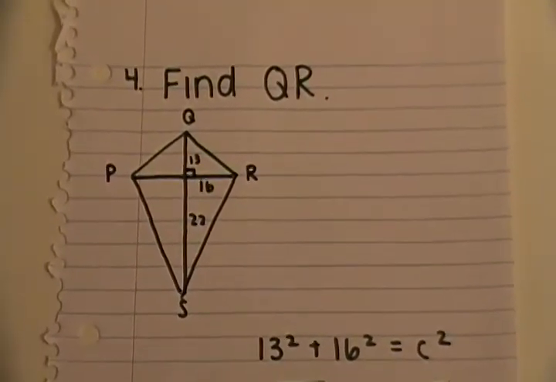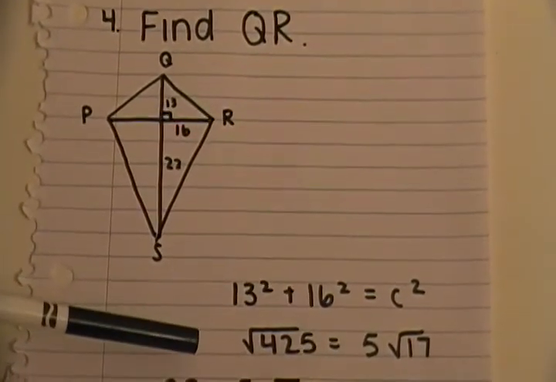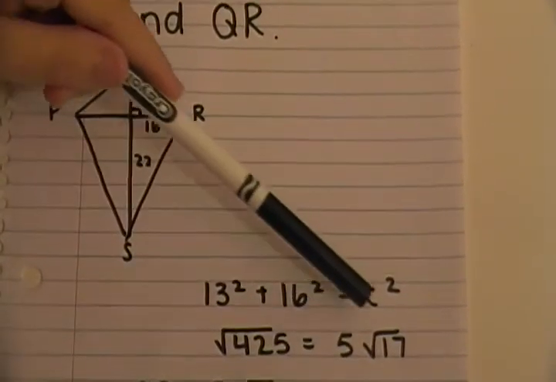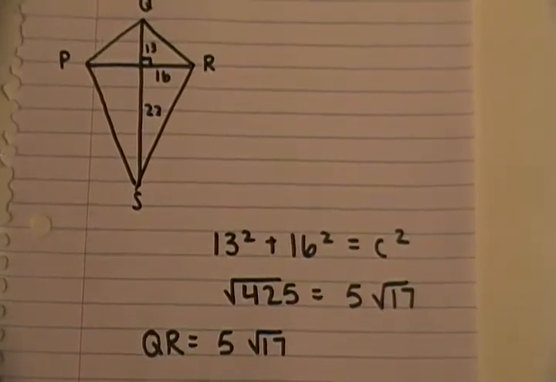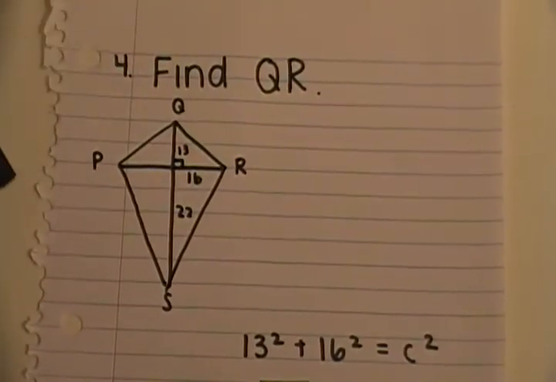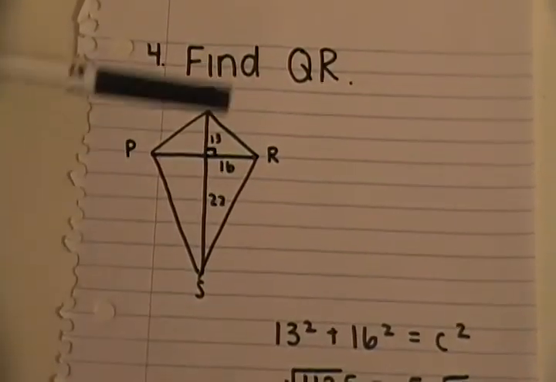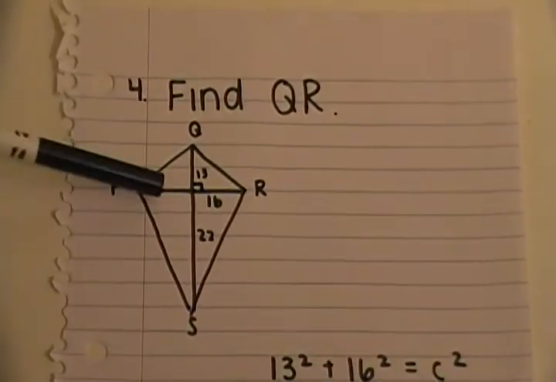So 13 squared plus 16 squared equals c squared. When you do all the math, it comes out to radical 425, which when you simplify, comes out to be 5 radical 17. So QR equals 5 radical 17. And also PQ is congruent to QR, so PQ would also equal 5 radical 17. If you wanted to find PS and RS, you would basically just do Pythagorean's theorem for this.